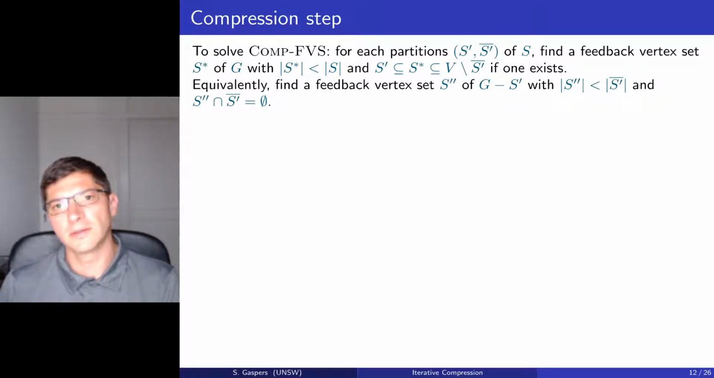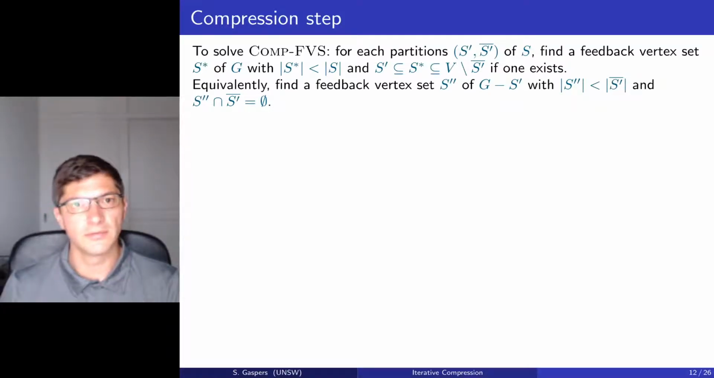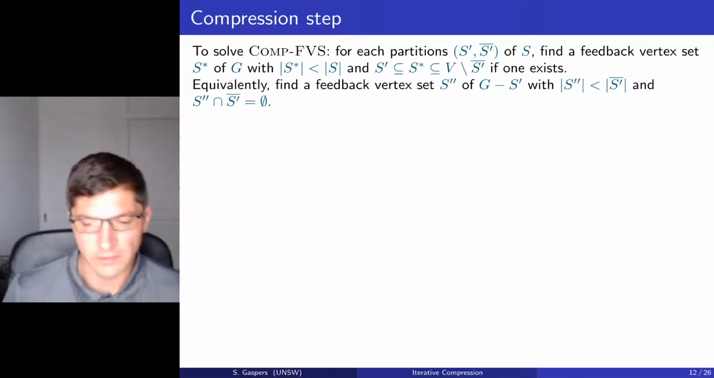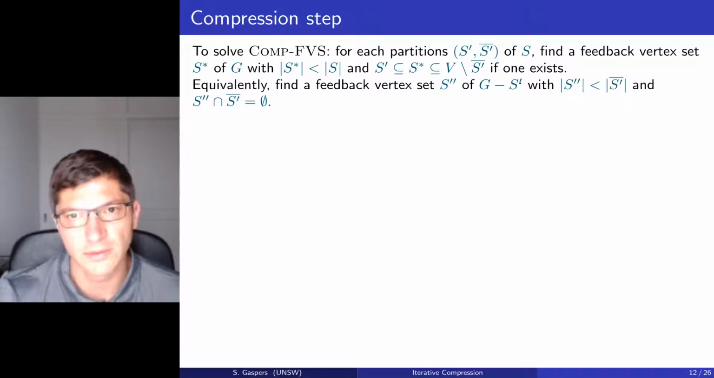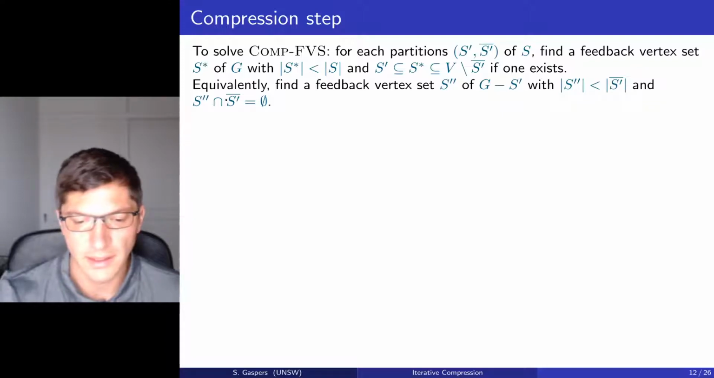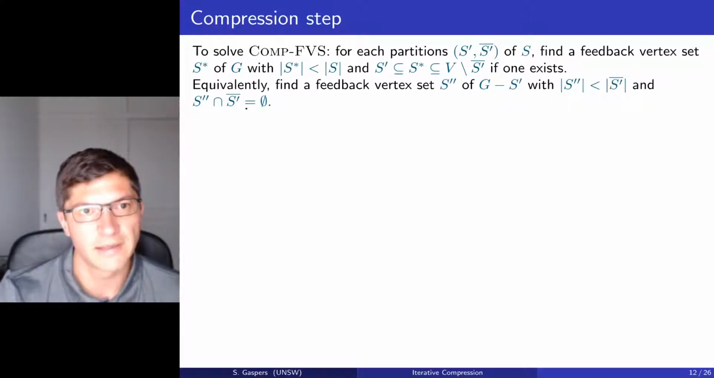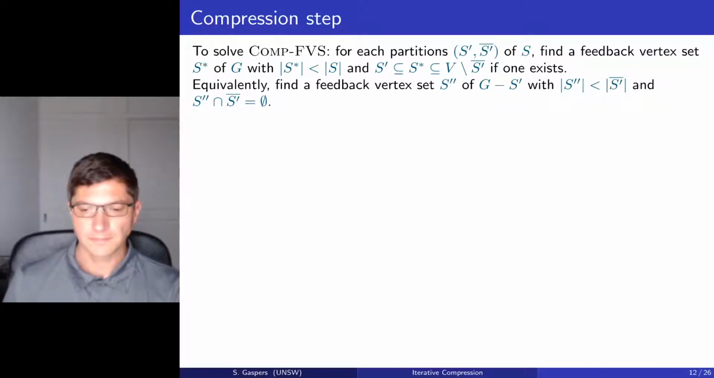Equivalently, since we know that once we put a vertex into our feedback vertex set, we can just delete it from the graph, this is equivalent to finding a feedback vertex set S double prime of the graph G minus S prime. Those are the vertices that we decided have to be in our feedback vertex set. And so S double prime must be smaller than S prime bar, and it cannot contain any vertex from S prime bar.